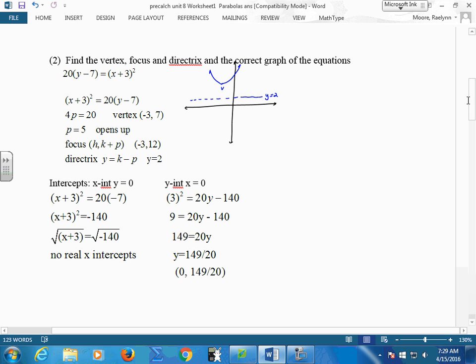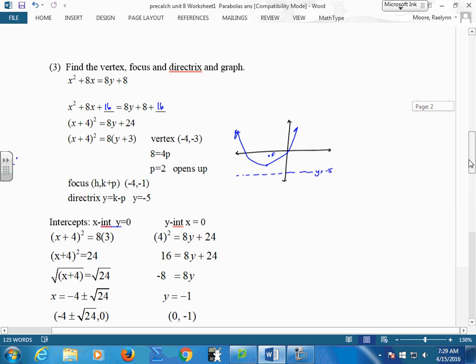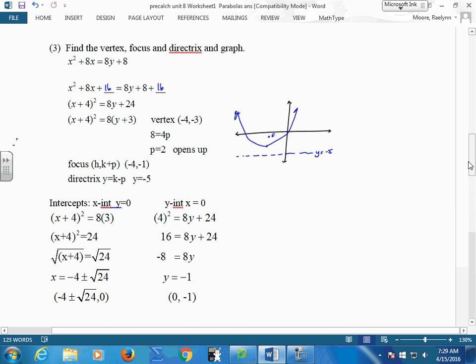Again, an x squared is positive, it's opening up. You want to get rid of that 20 out of there. If you want to set that equal to 4p. Don't forget it's 4p, not p. Good. Intercepts, no x-intercept, no real x-intercepts. Okay. Stop me if you have any questions. I just thought this would kind of tie up all the parabolas before we move on to ellipses and hyperbolas.